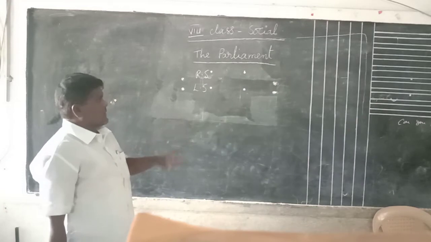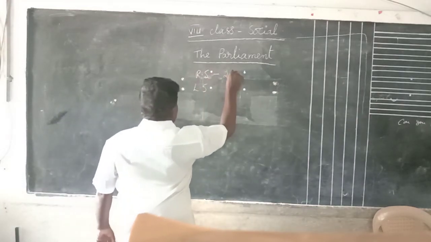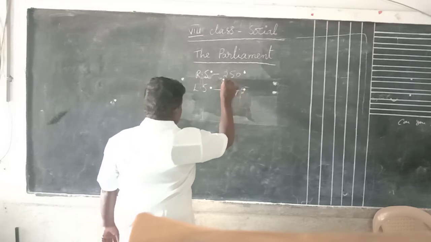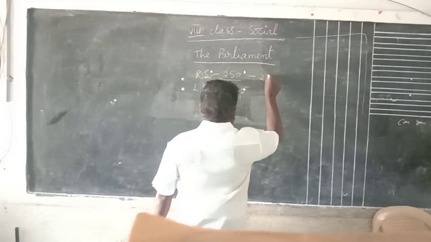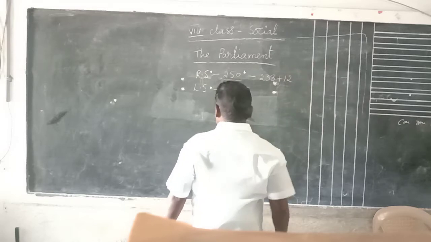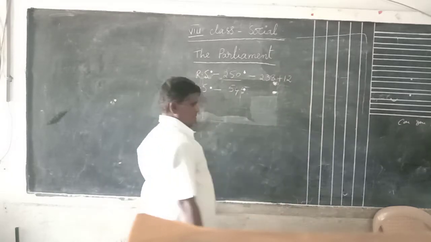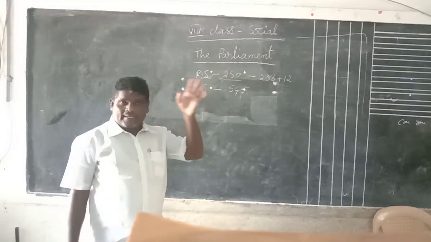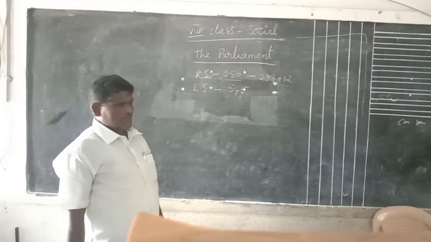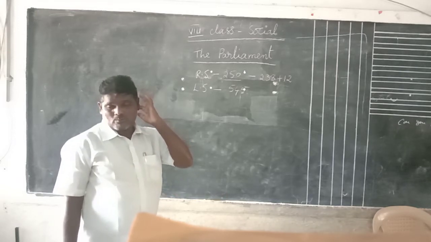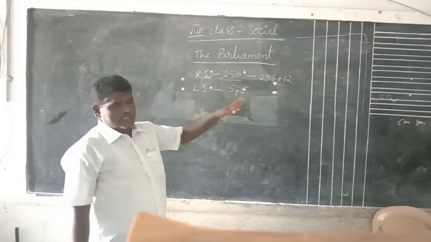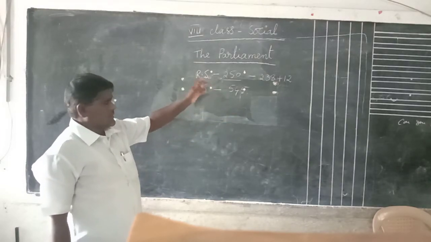Here, Rajya Sabha members 250, Lok Sabha members 545. Details: Rajya Sabha 238 elected by the state legislature members plus 12 members from different sectors, experts, for example science and technology, literature, one of the famous important persons, appointed by the president of India. So many candidates, different experts, are appointed by the president in Rajya Sabha.